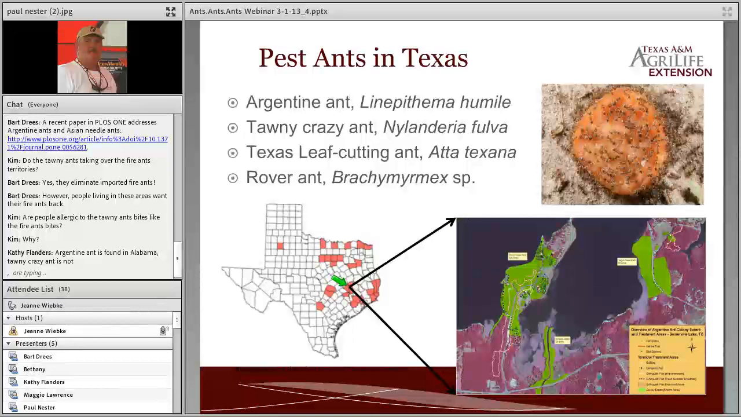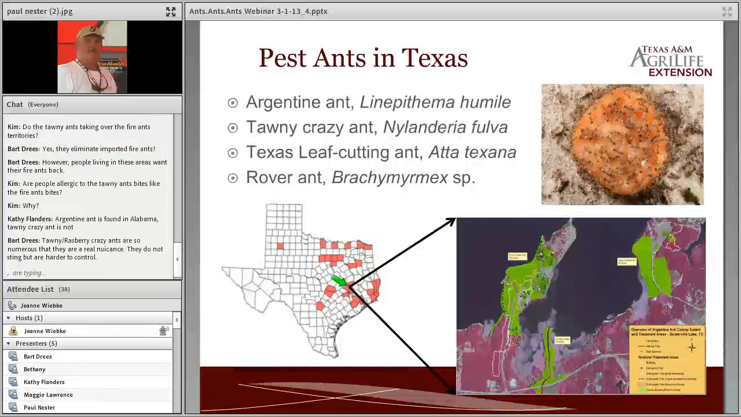Sometimes they've had to close down the camping sites due to the presence of the ant in these areas. So it is really becoming a problem. And if you look at this, was it brought in through transportation, through campers? I'm not quite sure, but it is becoming a problem there and in other parts of the state.